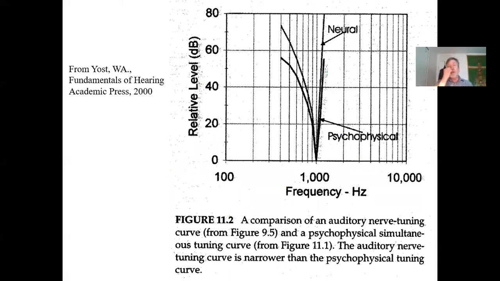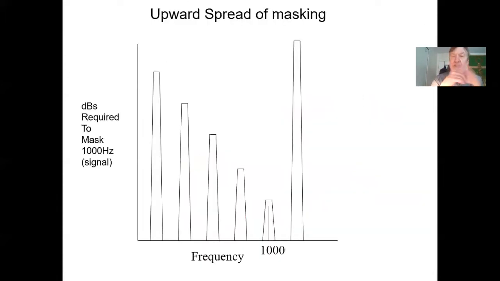Okay, so here's what I meant earlier when I said neural tuning curves and psychophysical tuning curves. They look quite identical, but we've hardly covered psychophysical tuning curves. So let's look at these a little more closely. This is it, closer up. Frequency is once again on the horizontal, and the vertical axis this time is decibels required to mask the signal in question. In this case, we've picked 1,000 hertz, and you can see that right here.